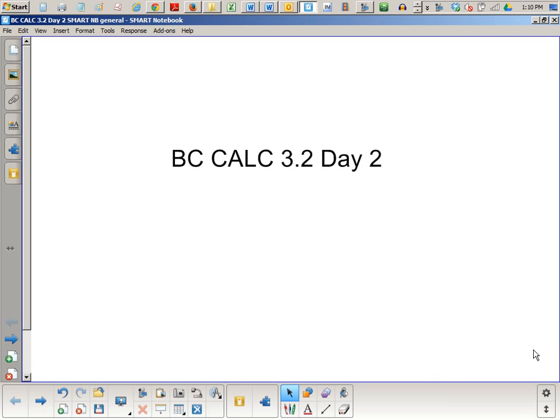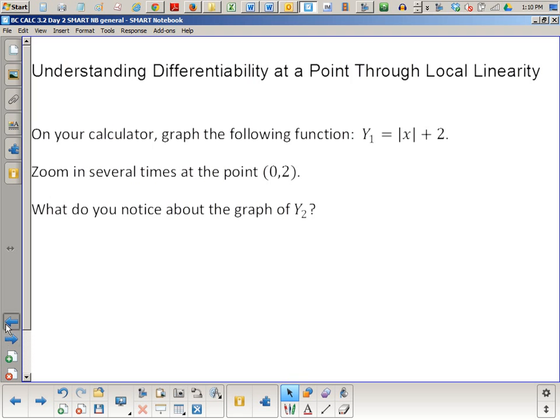Okay, 3-2, day 2. So you guys are going to be starting off with just a little activity here. I'd like you on your calculator to graph the function y equals absolute value x plus 2. Or you could probably even tell me what that looks like, right? It's just a very familiar graph, shifted up 2. But let's get it on the screen.